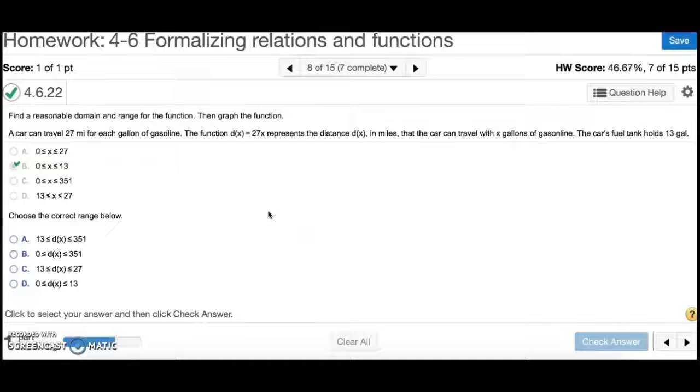Now choose the correct range. Now the range is the output. So our smallest domain is 0. Put that in for x. Our smallest range is 0. Put in our largest domain, which is 13, in for x. 13 times 27 is 351. So that means our range will be anywhere from 0 to 351. And that's the range.